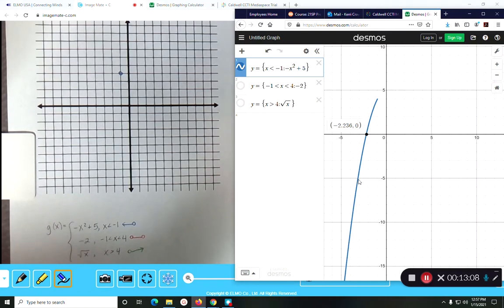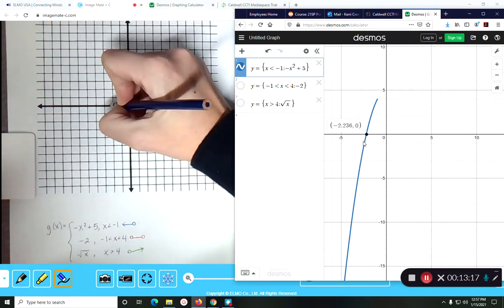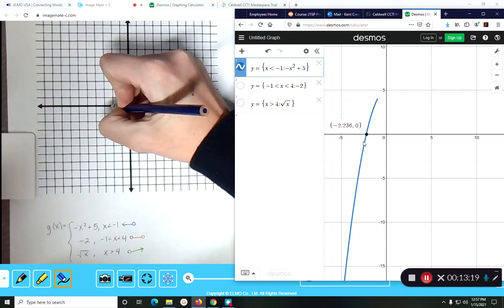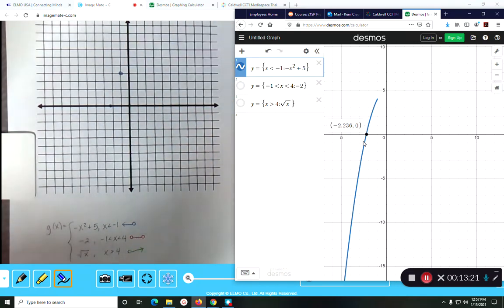If you can't find a good one, you can estimate. Okay, so this is negative 2.20. So negative 2.20 would be about right here. Let's find a few more. This one looks like it might be a good one.